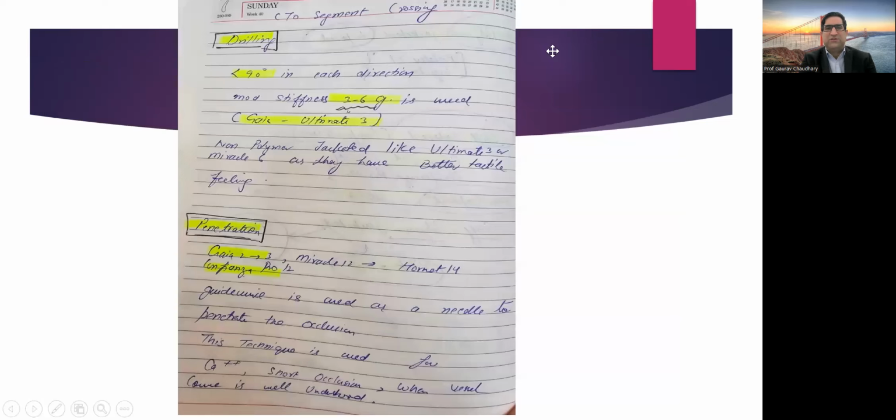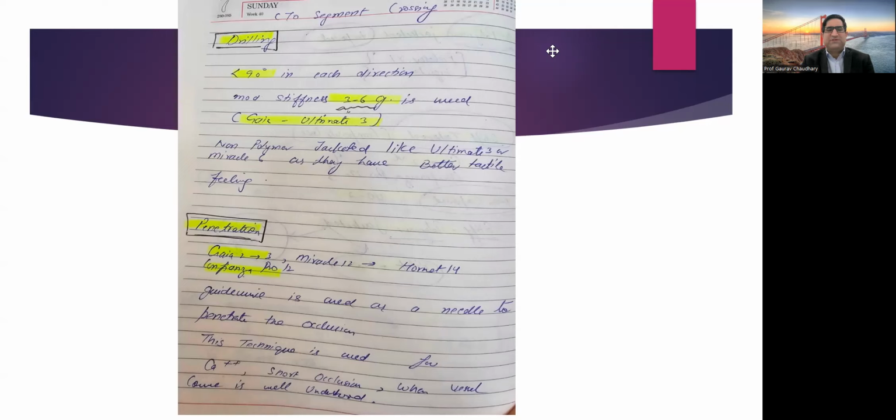So just a few words about drilling. Whenever we are drilling, the most important thing is that the wire should not be moved more than 90 degrees in each direction. That means a total 180-degree rotation can be given, and a moderate stiffness wire like 3 to 6 gram Gaia or UB3, that is Ultimate Bros 3 wire, can be used. The non-polymer jacketed wires like Ultimate Bros 3 or Miracle 6 have a better tactile feeling, so they can be used in drilling to drill the hard part of the body of the CTO.